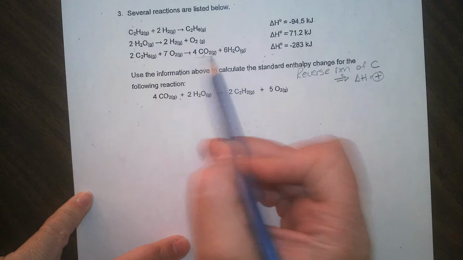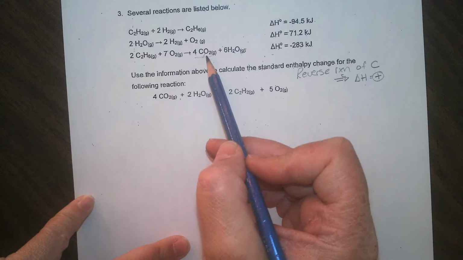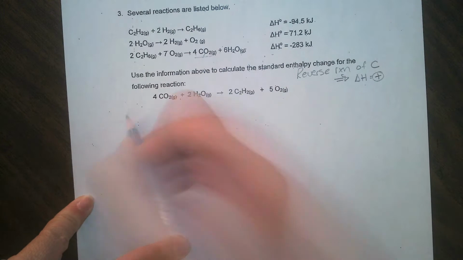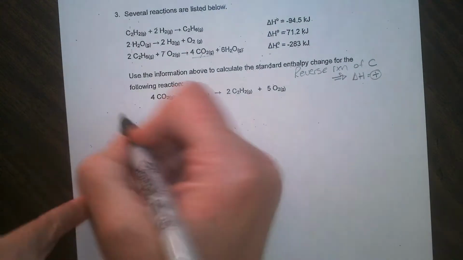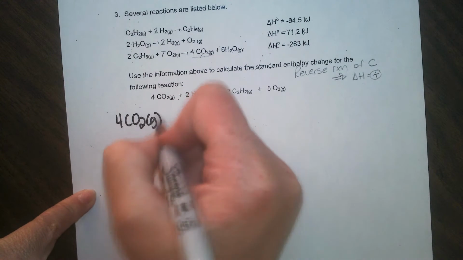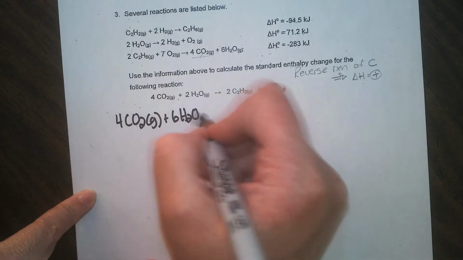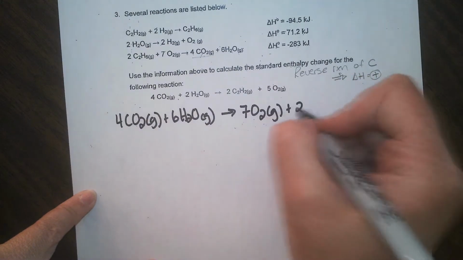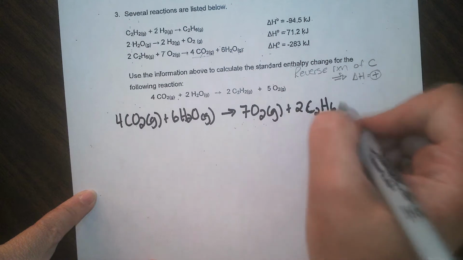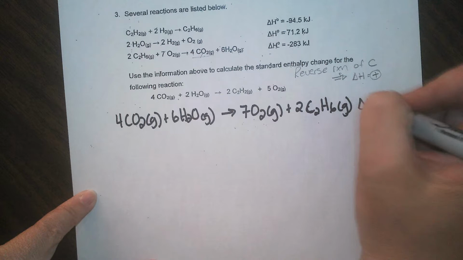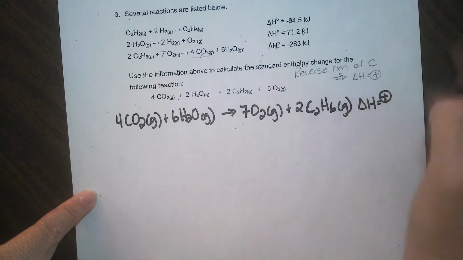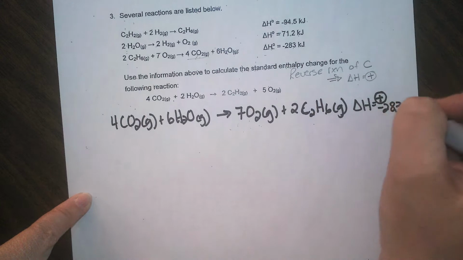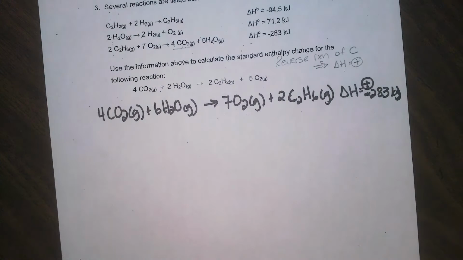So I need CO2 to be where? In the products or the reactants? So I got to reverse it. Okay, notice I circled the plus sign because I had to reverse it.